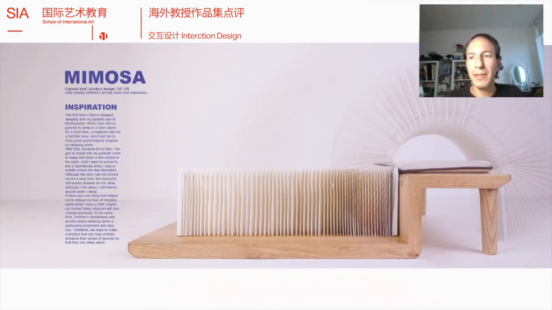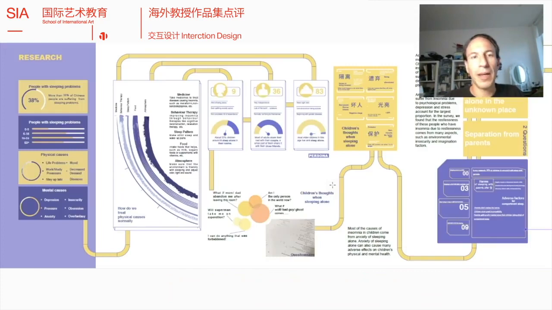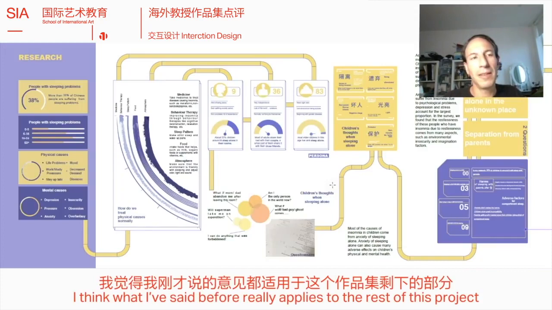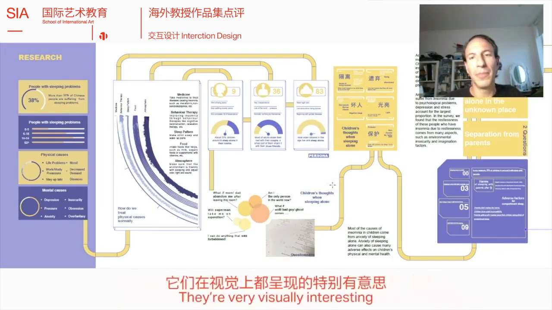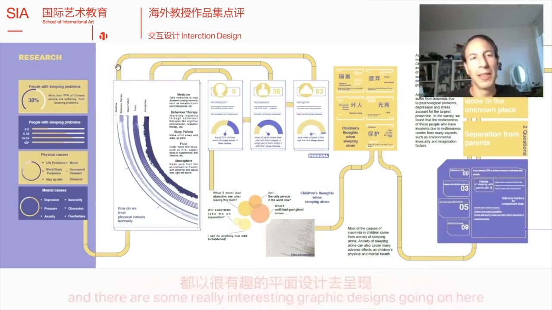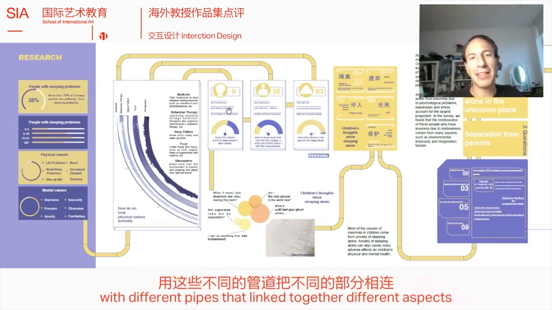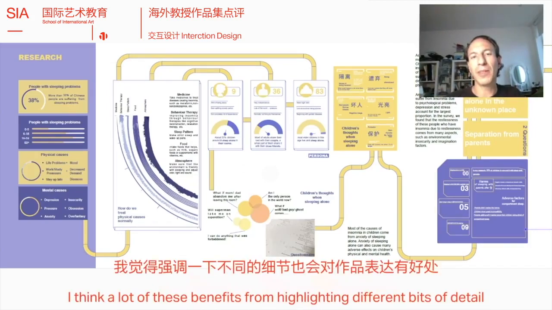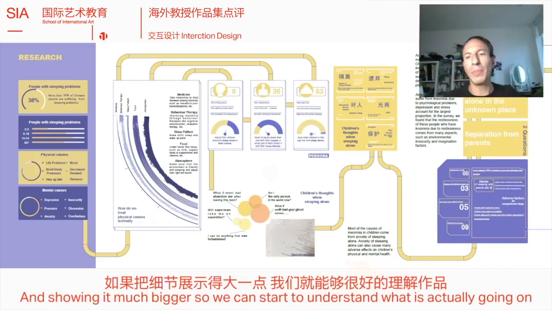Okay, I think I'm going to leave it there with the critique. What I've said before really applies towards the rest of these projects. They're very visually interesting, and there's some really interesting graphic design going on here with the different pipes that link together different aspects. But sometimes it's a bit too fancy for its own good. I think a lot of this would benefit from highlighting different bits of detail and showing it much bigger so we can start to understand what's actually going on.